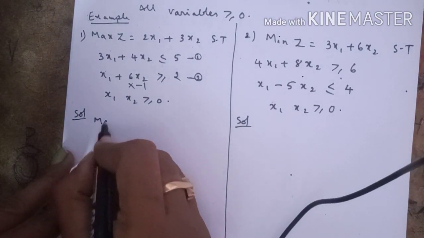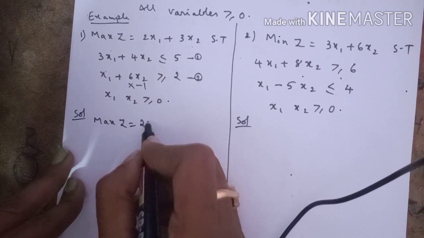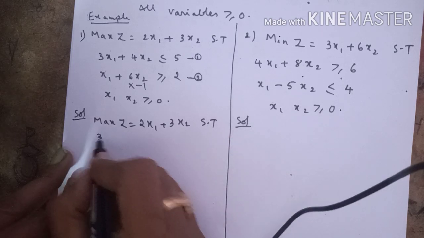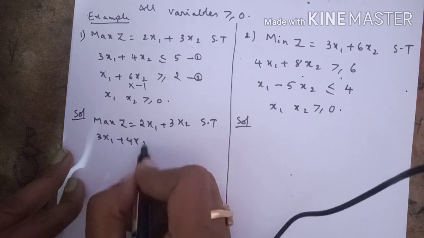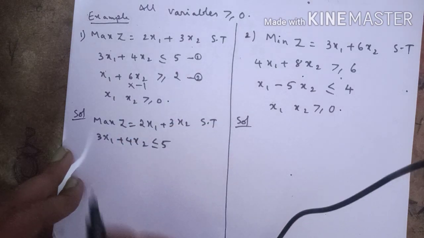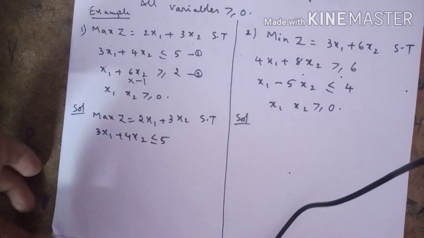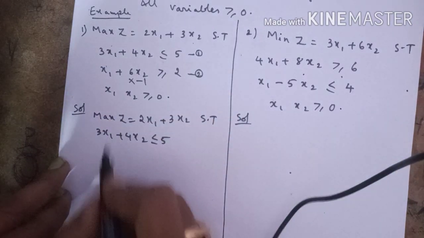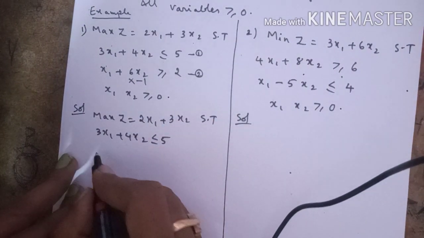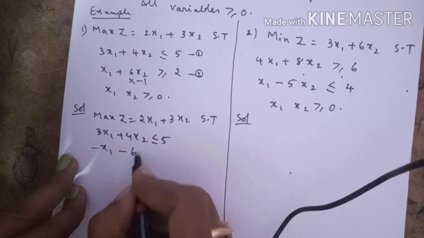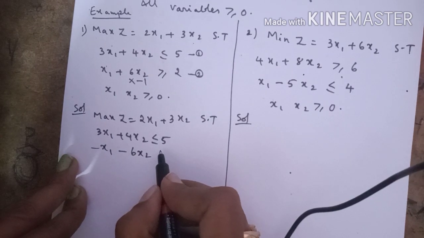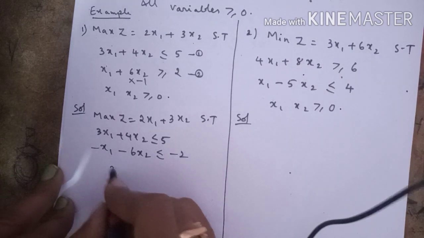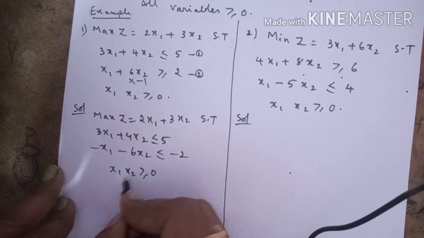Now the maximization of z is equal to 2x1 plus 3x2, subject to the constraint 3x1 plus 4x2 less than or equal to 5. The second constraint has a greater than or equal to symbol. In order to make it a less than or equal to symbol, I am multiplying both sides by minus 1: minus x1 minus 6x2, greater than or equal to becomes less than or equal to minus 2. And x1, x2 greater than or equal to 0.